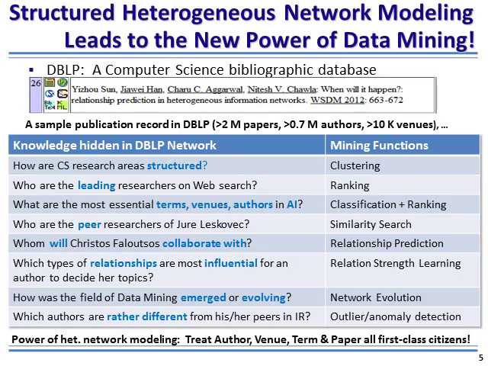But with these 2 million entries of computer science publications, what can you mine? Just to give you some simple examples: you can do clustering to see how computer science research is structured. You can do ranking, saying who are the leading authors on a particular issue. You can do classification, saying what groups are AI venues. Or you can do similarity search, who is most similar to you. So there are lots and lots of things that can be done.